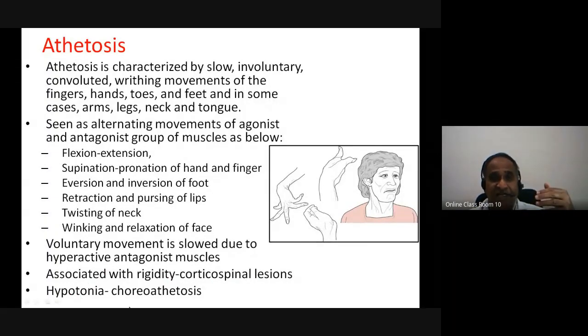Hypotonia is seen in choreoathetosis because there is a decreased suppression of the reticulospinal output.